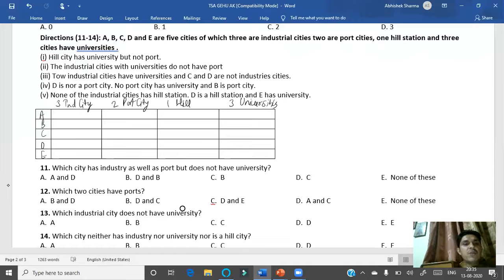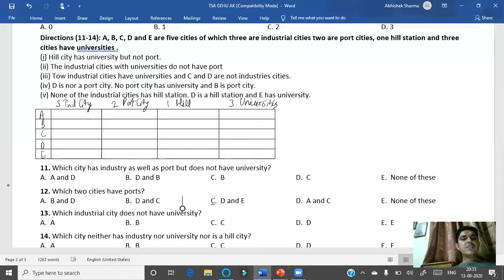Thereafter, what we have to do is just make tick and cross. Wherever you find the right information, just mark a tick, and wherever you find the wrong information, just mark it as wrong. So friends, start reading the statements. Statement number 1: hill city has university but not port. Right now we don't have any information regarding this. Second, the industrial cities with universities don't have port. We don't have any information regarding this right away either.